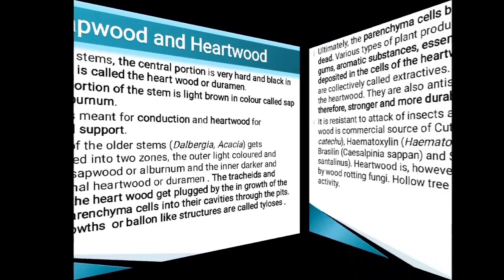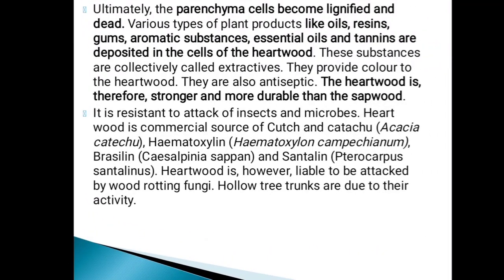So ultimately, the parenchyma cells become lignified and dead. Various types of plant products like oil, resin, gums, aromatic substances, essential oils, and tannins are deposited in the cells of the heartwood. Hence, it is so called heartwood. It is also called hardwood. These substances are collectively called extractives.